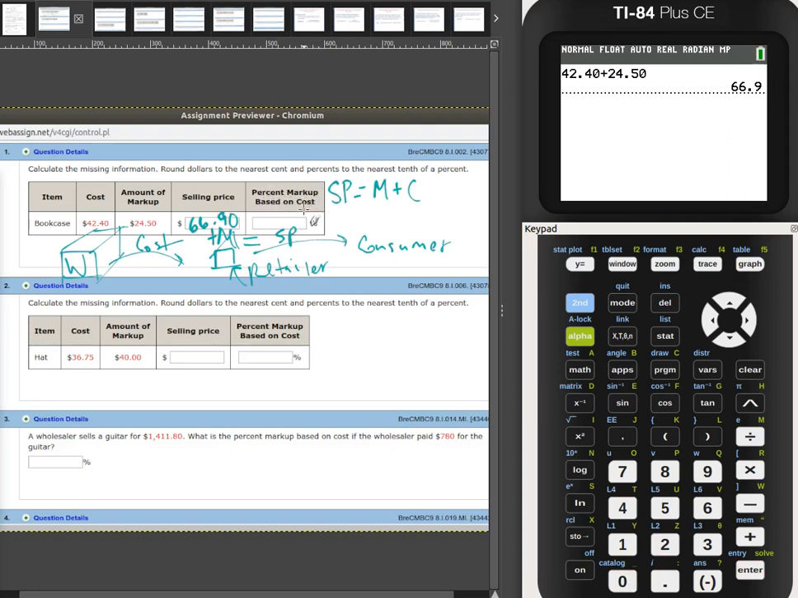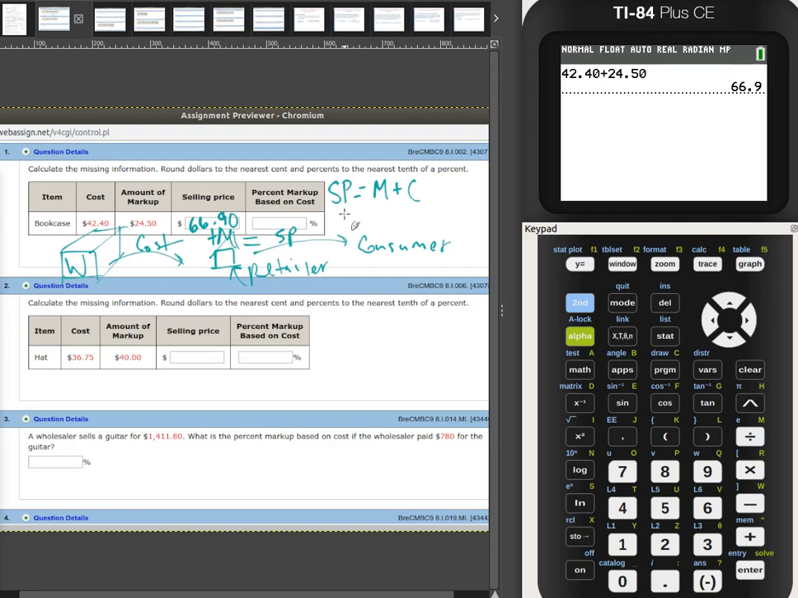Now we have another thing that we need to find, which is the percent markup based on cost. And that's trying to figure out basically what proportion of the cost is the markup. If somebody's going to buy something at their cost, and then they add that same amount again as the markup, that would basically double the price, right? The selling price would be twice as much as the cost. That would be a 100% markup based on cost.